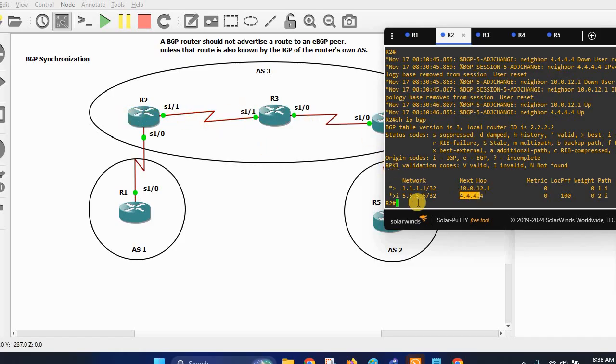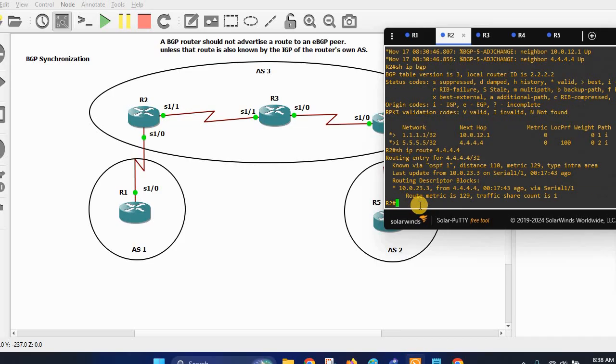So to reach the 4.4 network, on R4 show IP route, 4.4.4.4 is sent to the R3 network. R3 says the 5 network is not available, because BGP is not configured there, only OSPF is configured. So R3 is saying the 4 network and the 5 network are not available in my routing table. So R3 also drops that packet.